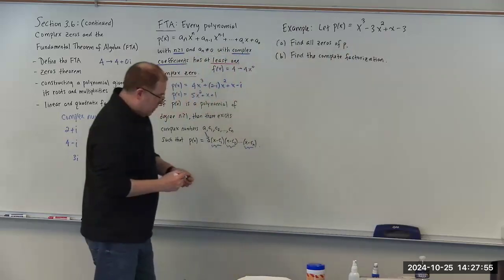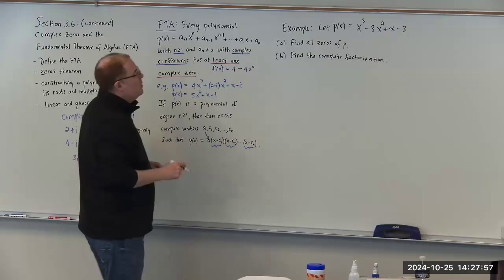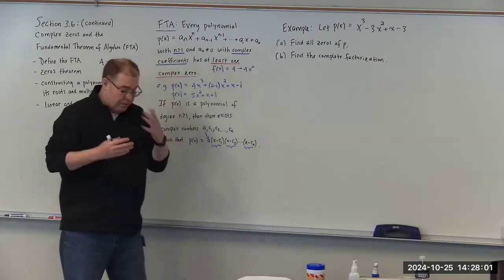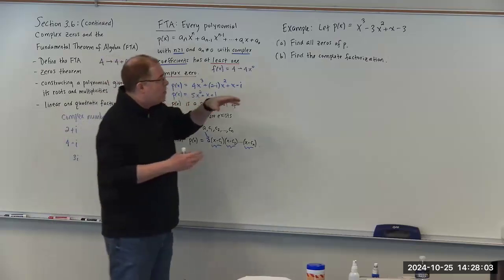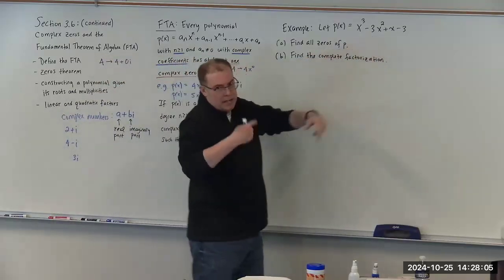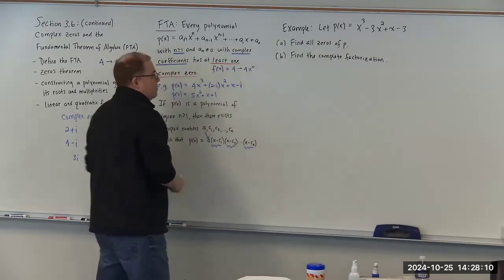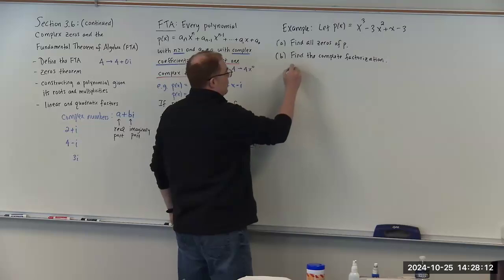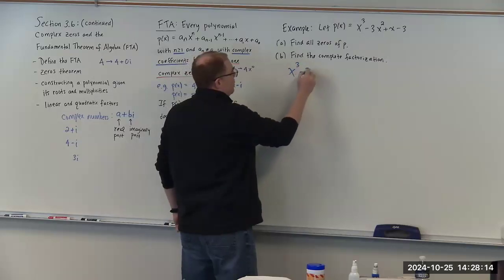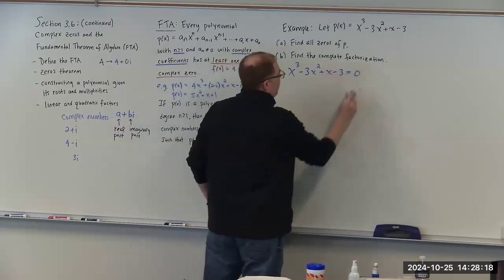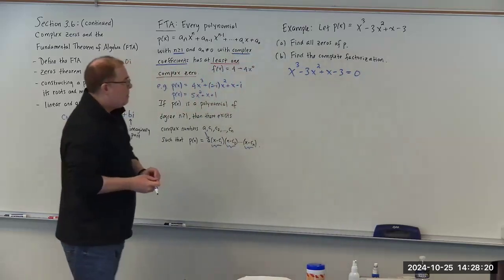Okay. All right. So let's look at this problem. Finding all zeros of P basically just means we want to figure out what the x values are that give us an output of 0. So going back to the basics, set this polynomial equal to 0.